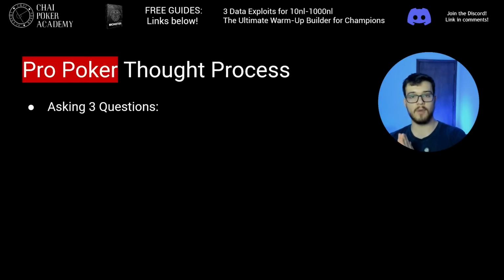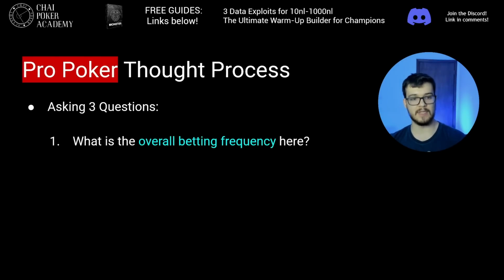Whenever we get to a poker spot, we want to ask 3 questions. The first question is quite simply, what is the overall betting frequency here? So this is going to be the Nash overall betting frequency. The reason why this one is important is because it informs a lot of decisions that we'll have with hands, as we'll see later in this video today.